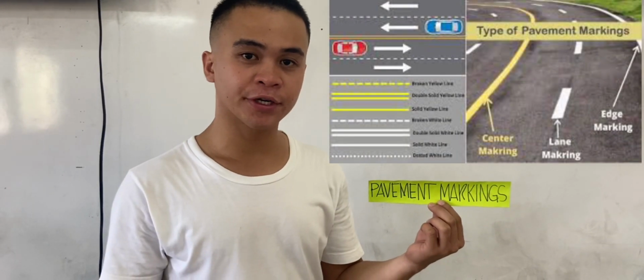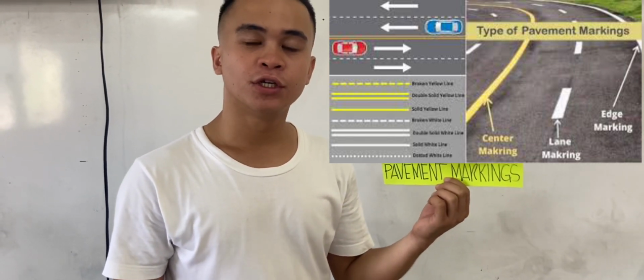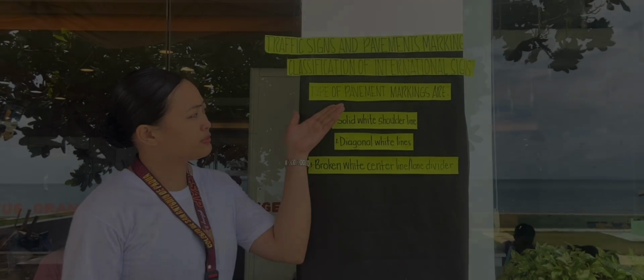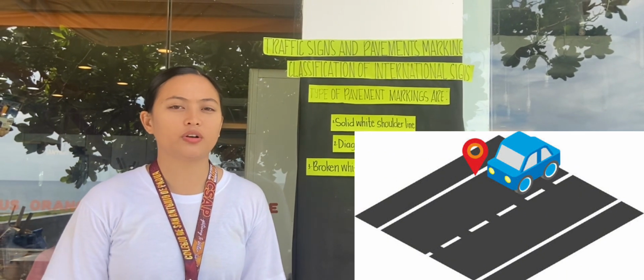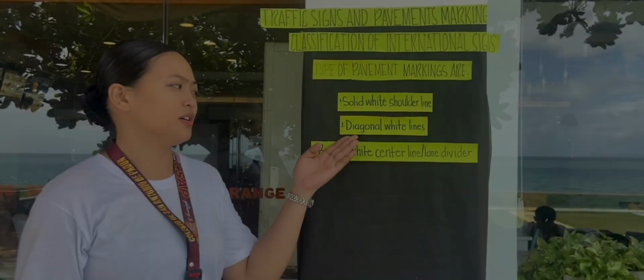Pavement markings. This is signage and information used to convey messages to roadway users. And now let's proceed to the types of pavement markings. First is the solid white shoulder line. It refers to the line or edge of the roadway, or any part beyond the white lines that is not usable by any vehicle. The second is diagonal white lines.